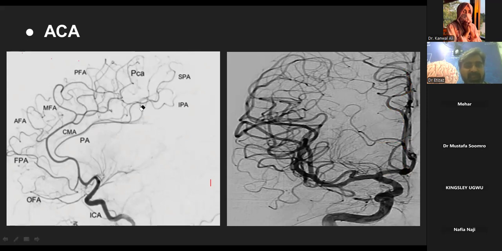Any question regarding it? Which side is this one? Can anyone please tell? On the left side, angiogram, anterior cerebral artery, that is lateral view. Which side is this one? That's the left side. And what about this one? This is the right side. Excellent.